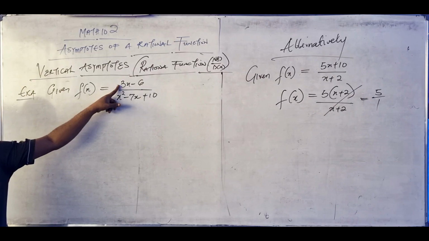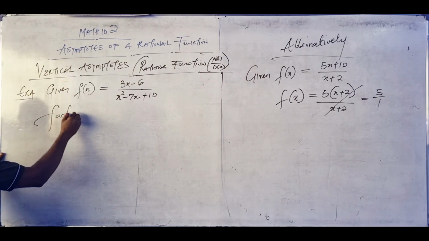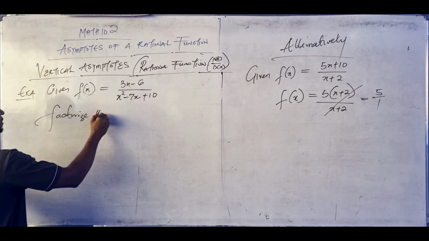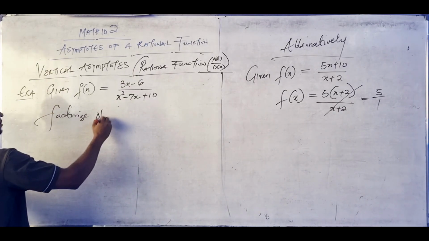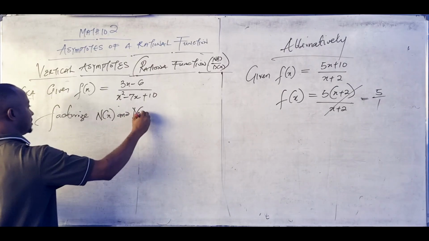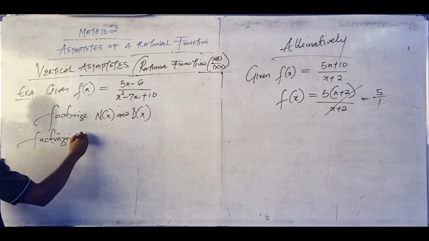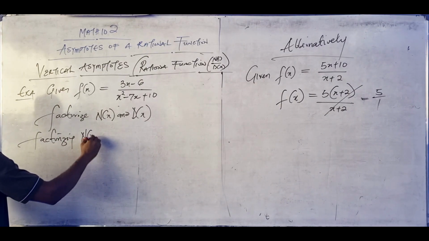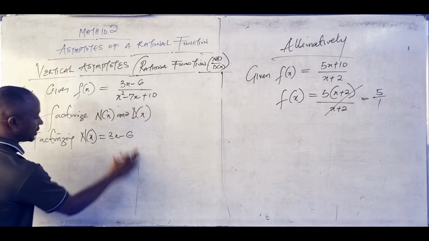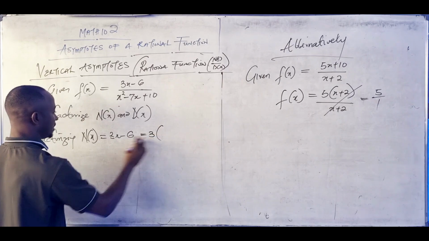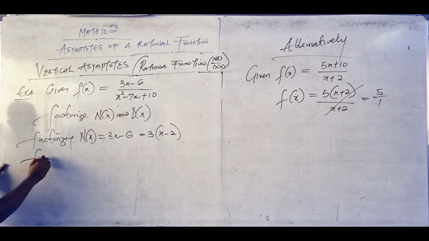Do you understand the concept? So what do you do here? Is to factorize both of them. I will factorize the numerator and the denominator. Factorizing our numerator, which is equal to what? 3x minus 6. What would that give us? 3 in bracket, what will be here? x minus 2.